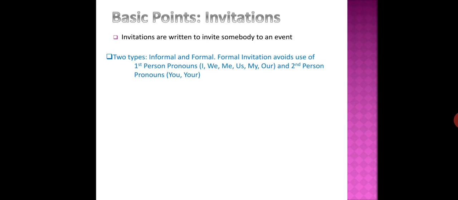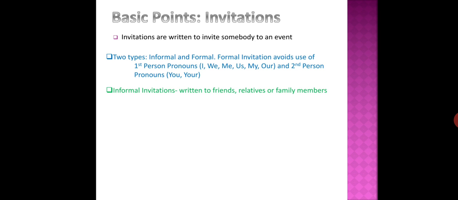The informal invitations are casual in nature. Formal invitations have to follow particular rules. For example, first person pronouns I, we, me, us, my, our are avoided in case of formal invitations. So are second person pronouns you and your. Just like a notice, formal invitations are written in third person.